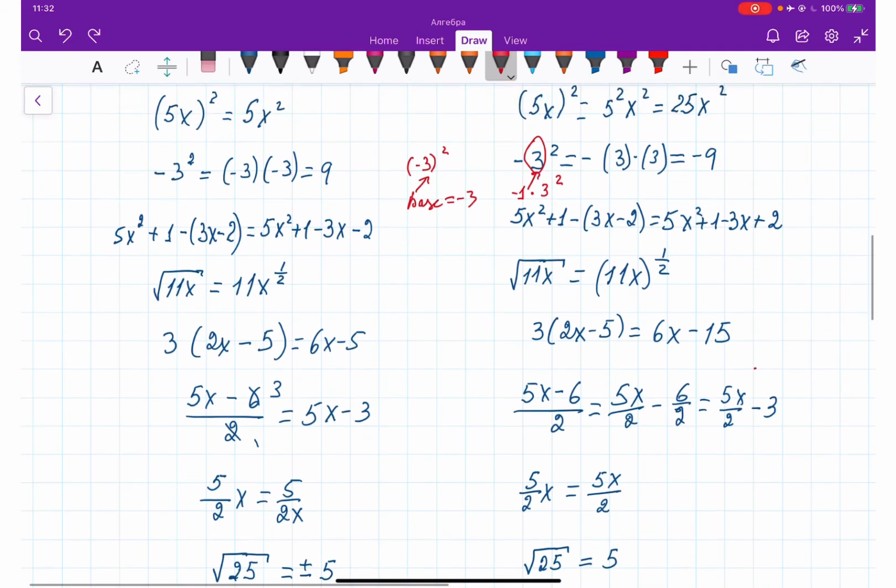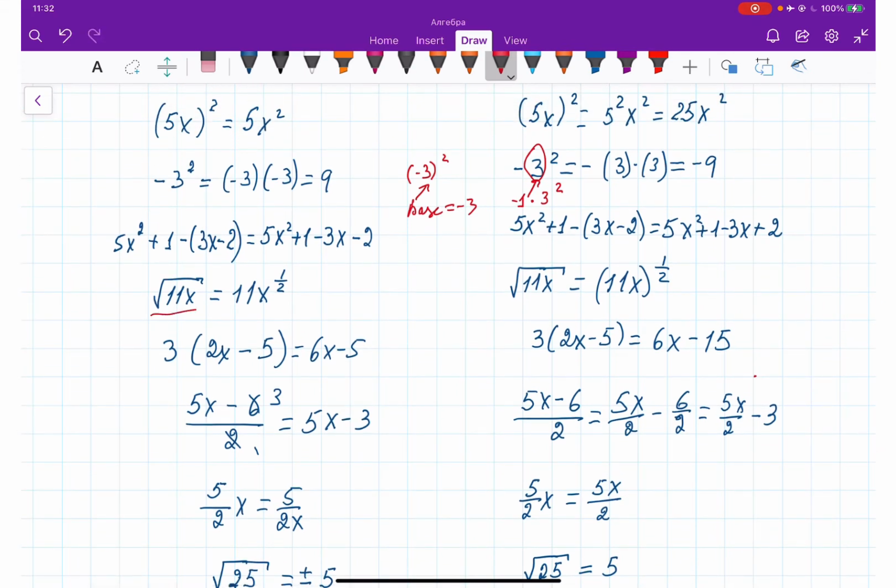Next one, see again, it's similar to this 5x squared, the square root of 11x. They just leave out 11 and only take care of x over 1/2. Instead, the entire 11x has to go under the 1/2 exponent, because 11 with x is also under the square root. So it should be 11 to the power 1/2, x to the power 1/2, which will be equal to 11x to the power 1/2. Okay?